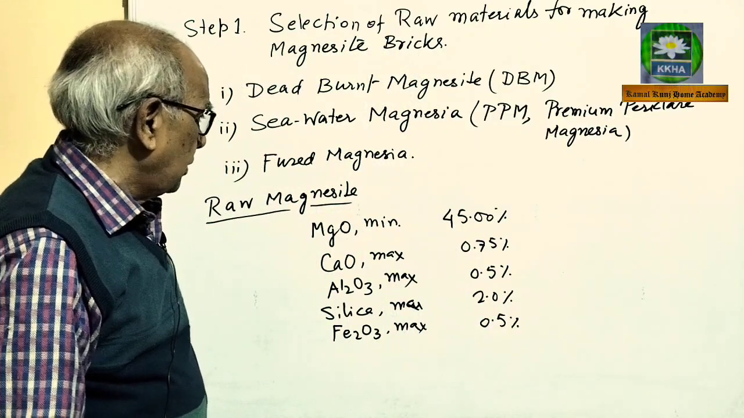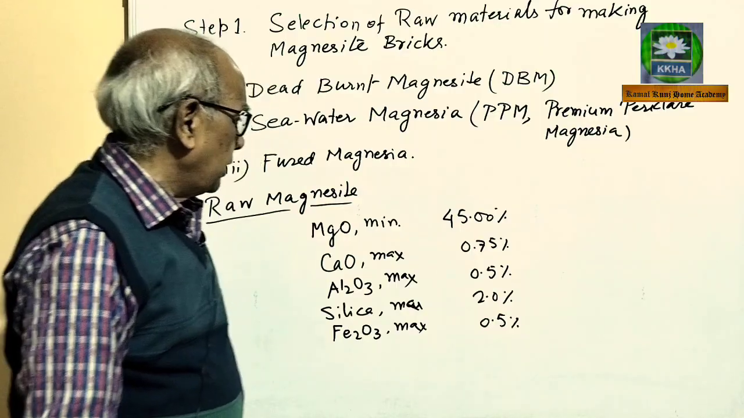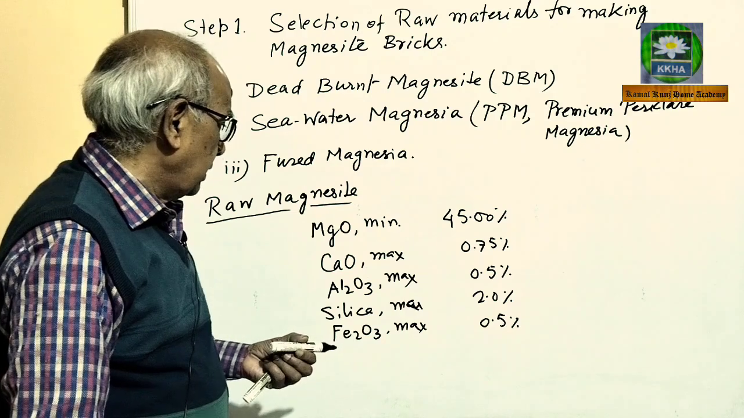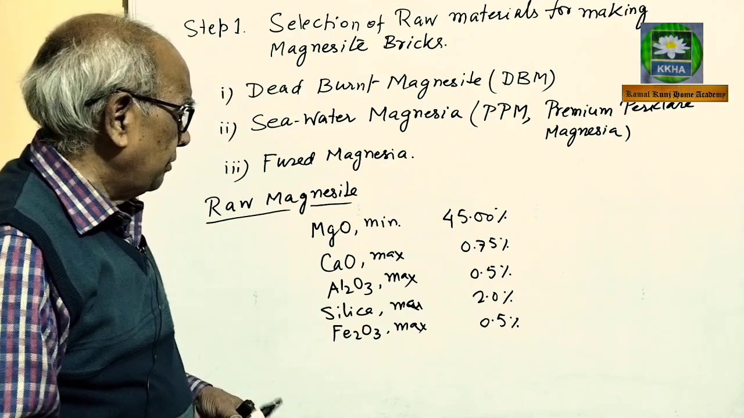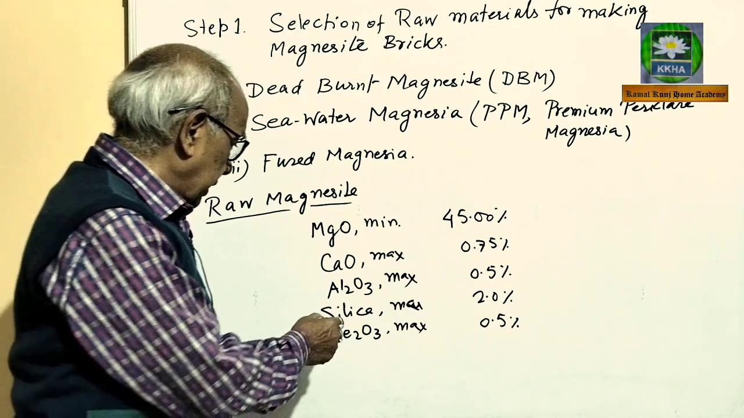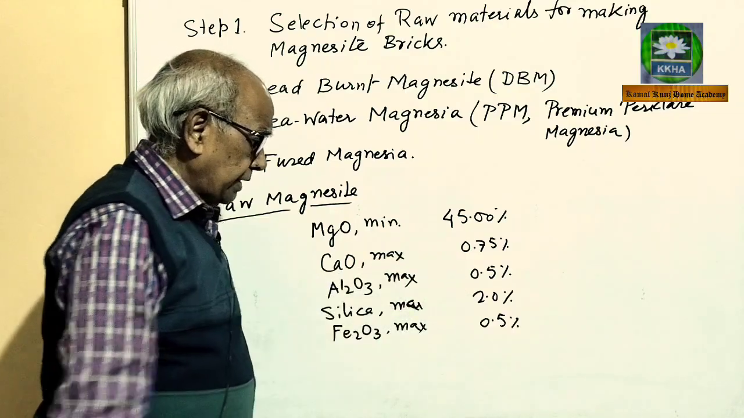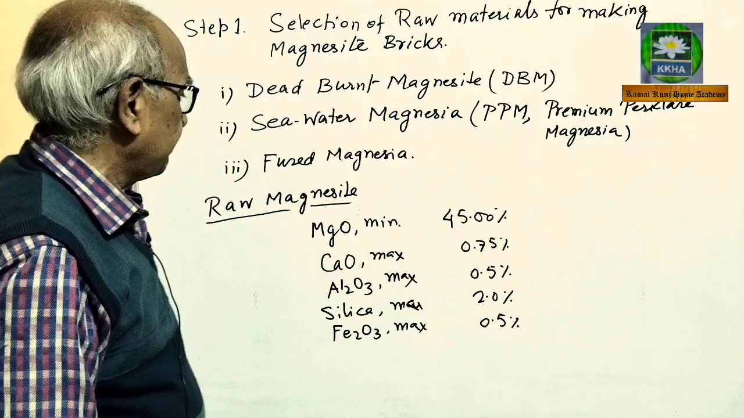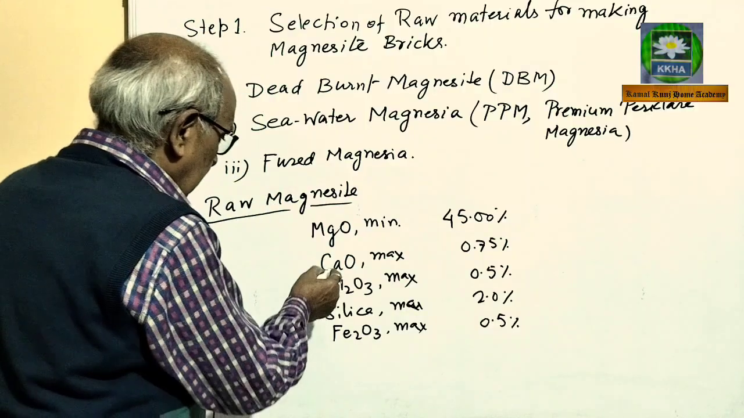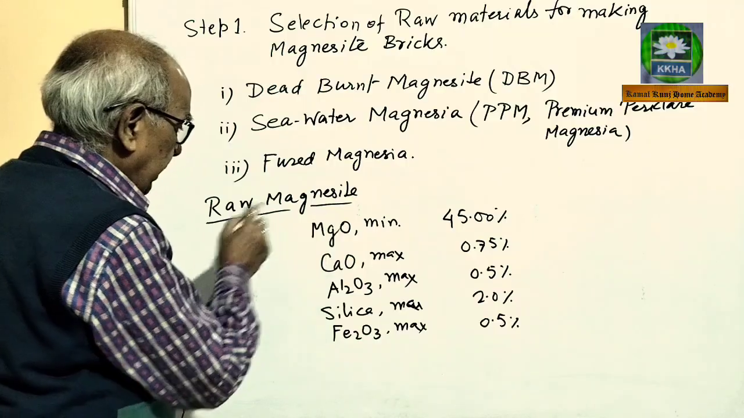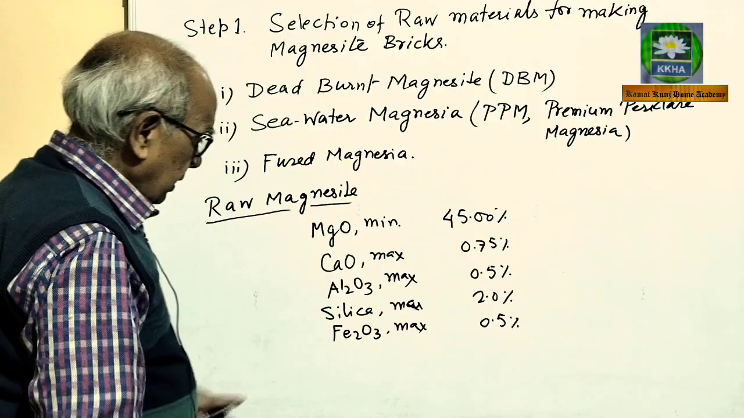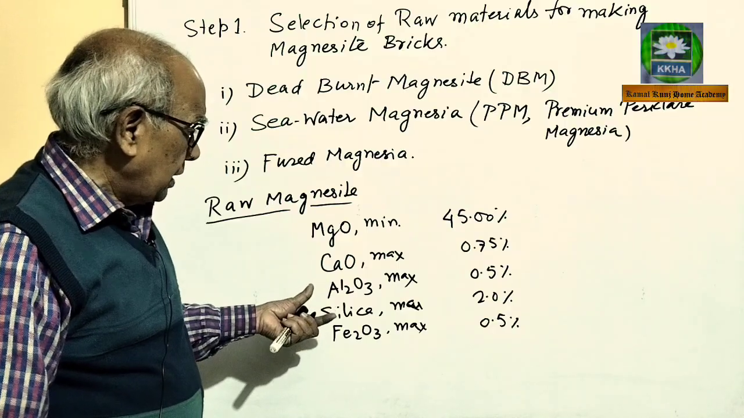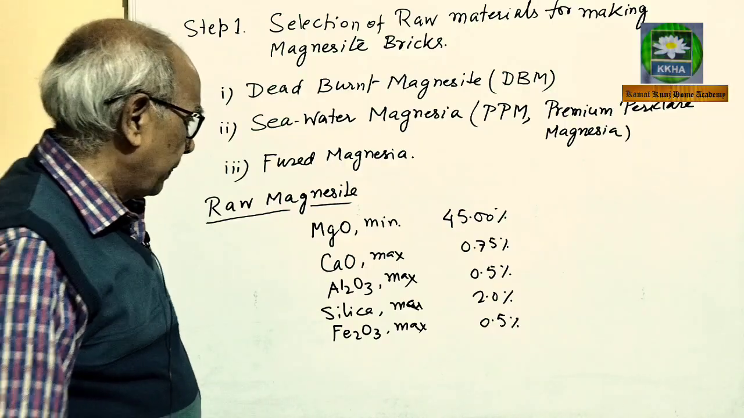So for making good quality magnesite bricks, MgO should contain minimum 45%, lime maximum 0.75%, alumina and iron maximum 0.5%, and silica 2%. So these are the impurities present in magnesite: lime, alumina, silica and iron oxide Fe2O3. These impurities should be as minimum as possible.